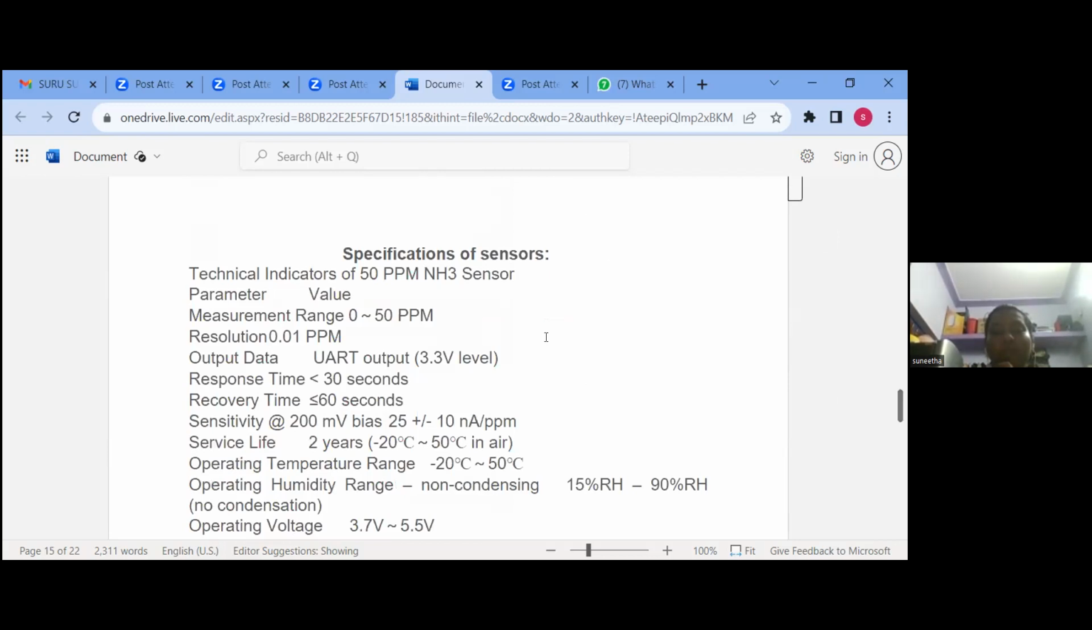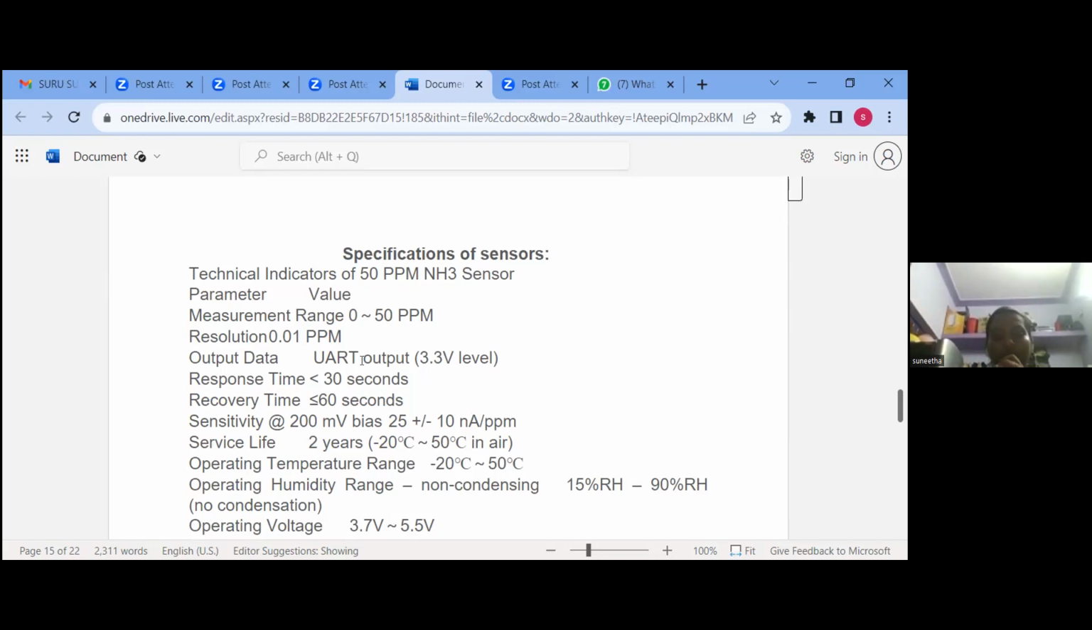These are specifications of sensors. Technical indicators of the 50 ppm NH3 sensor. ppm is also one of the units for air pollution, meaning parts per million. The NH3 sensor can measure up to 50 ppm, and the resolution is 0.01 ppm.